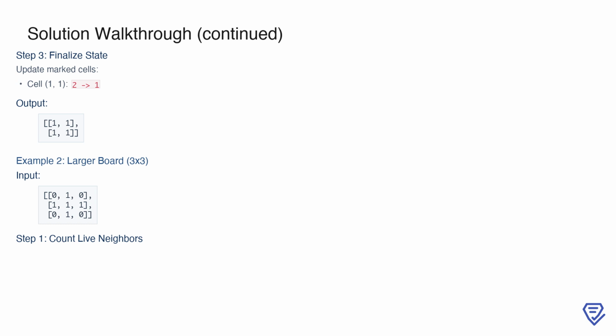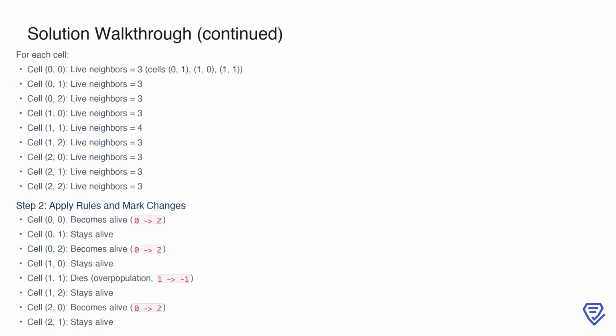Shifting to a larger 3x3 board example, we start again with the first step, counting live neighbors. In this case, the input board has a live cell at the center surrounded by other live cells in a cross pattern. We'll count the live neighbors for each cell to understand how the rules will apply. For the 3x3 board, we calculate the live neighbors for each cell. Cell 0,0 has 3 live neighbors, which are 0,1, 1,0, and 1,1. Similarly, cell 0,1, being surrounded by live cells, also has 3 live neighbors. Cell 0,2 has 3 as well, and the same applies to cells 1,0, 1,2, 2,0, 2,1, and 2,2.